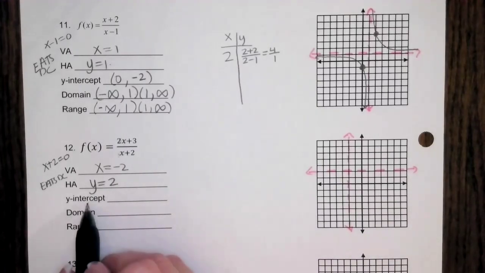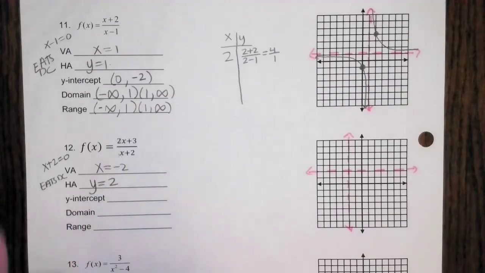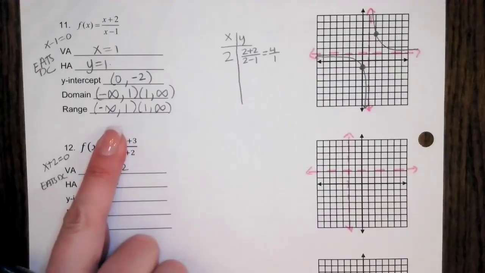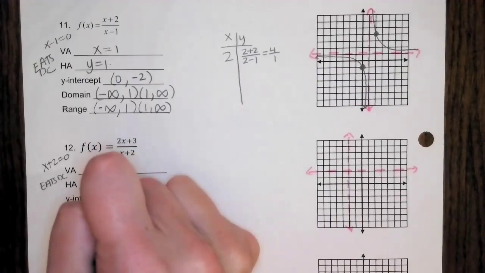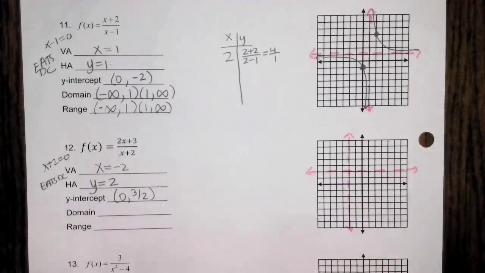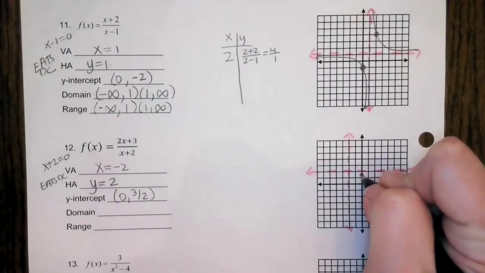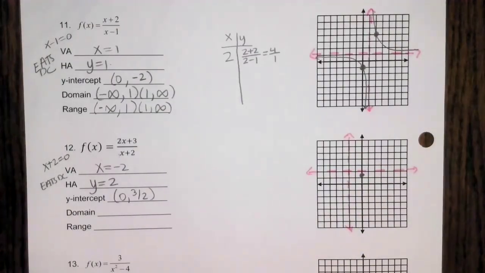All right, the next one that it's asking for is our y-intercept. That's when we plug in 0 for my x. That means both of these are going to go away, so it's just 3 over 2. That is 1.5 for those of you that struggle with fractions. And so at 0, I'm going to be at 1.5, and so that's that point right there.